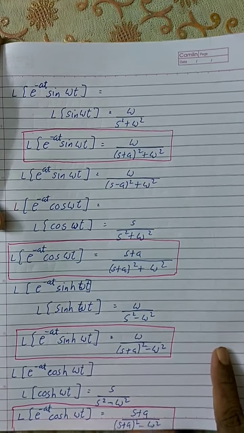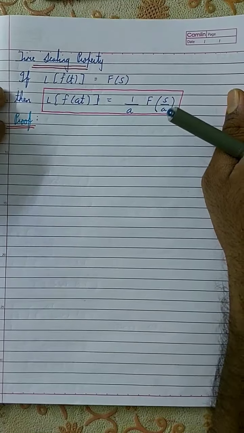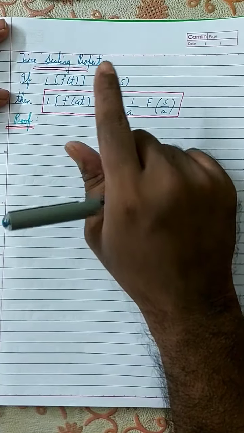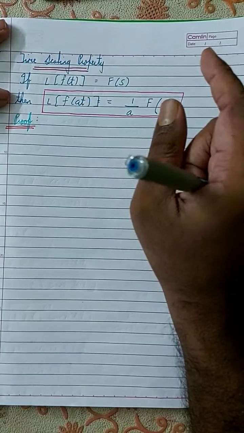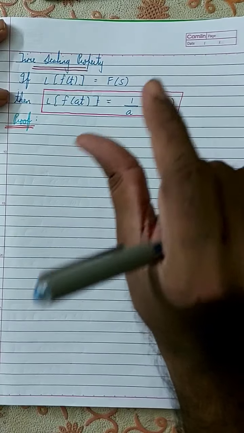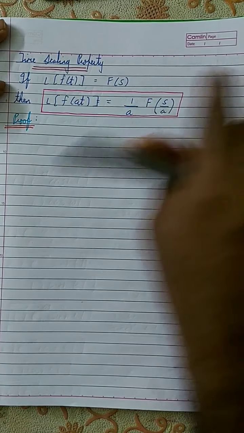The next property is the time scaling property. This property is used when you see any scaled version of time. Scaled version of time means if you see time t multiplied by any constant, then you are supposed to apply the time scaling property. Okay, look over here.